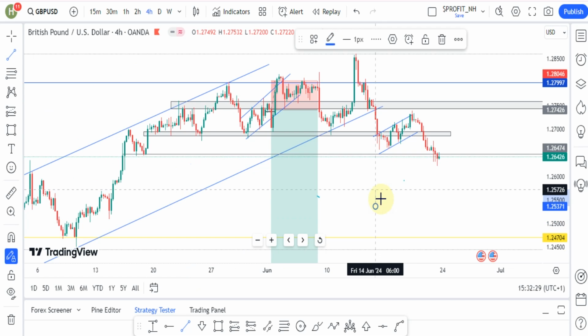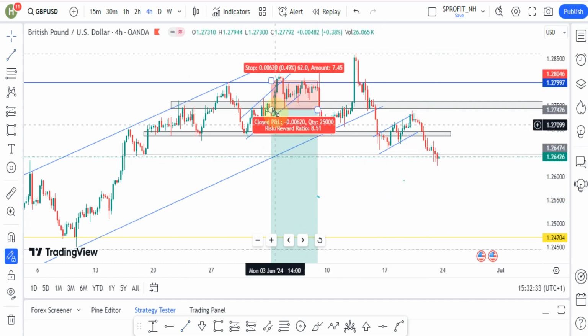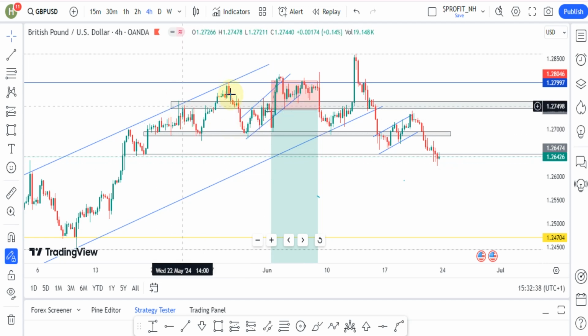From the previous weeks I've been having a bearish bias, but still the market wasn't ready, because I did take a sell entry at this point, but the market didn't go my way because it wasn't ready. The market was still consolidating around this area. So that's how I'm looking at this GBPUSD market.